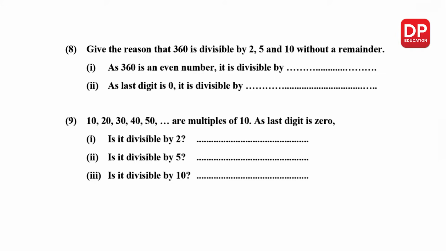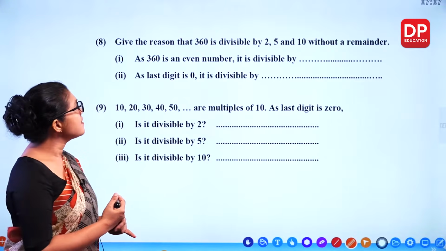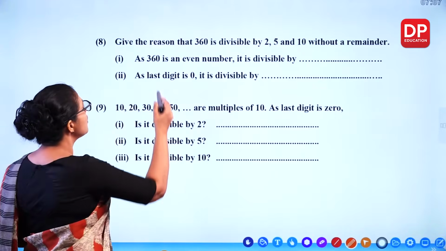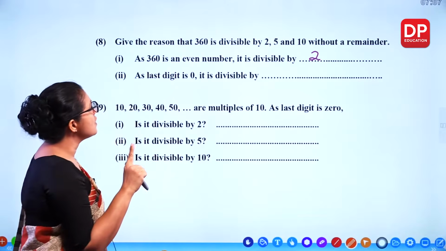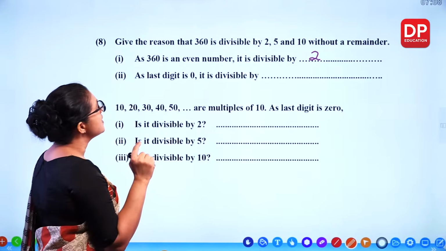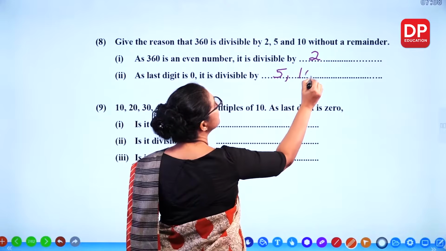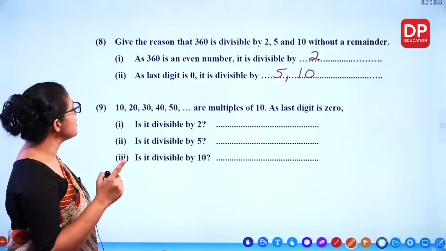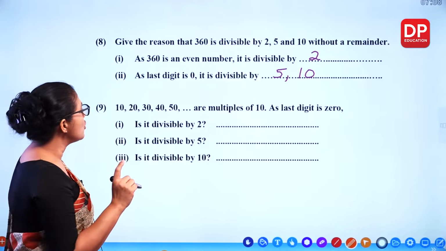Give the reason that 360 is divisible by 2, 5 and 10 without a remainder. As 360 is an even number, it is divisible by 2. As last digit is 0, it is divisible by 5 or 10. Look at this one, 10, 20, 30, 40, 50. Those are multiples of 10. As last digit is 0.